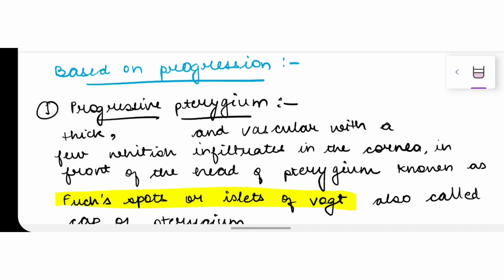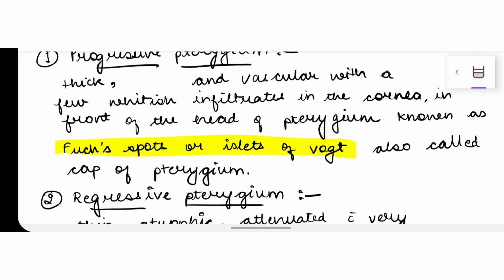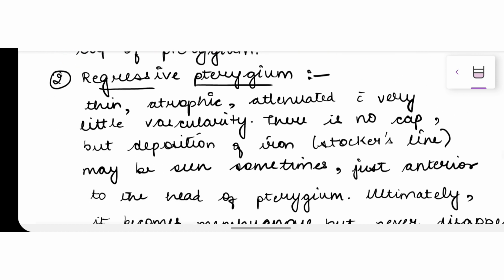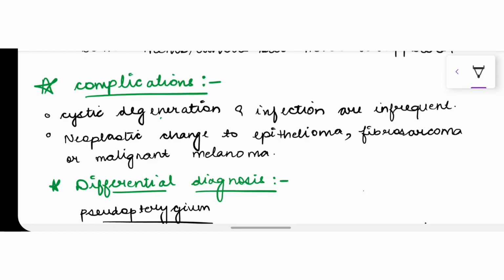Now if the pterygium is really thick, vascular, with few whitish infiltrates which we can see on the cap, which is also known as fused spots or islets of Vogt, then it is a progressive pterygium. And if it is thin, atrophic, and very little vascularity, and if there is no cap but there is a deposition of iron, that is Stocker's line, then it is a regressive pterygium.